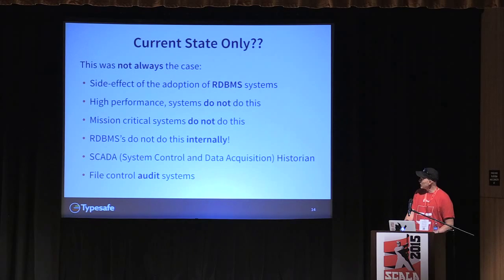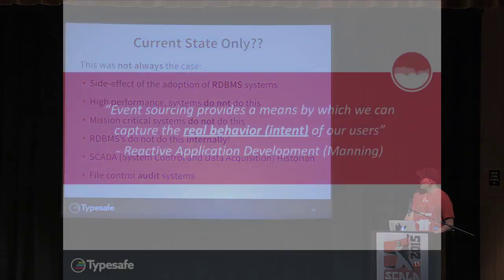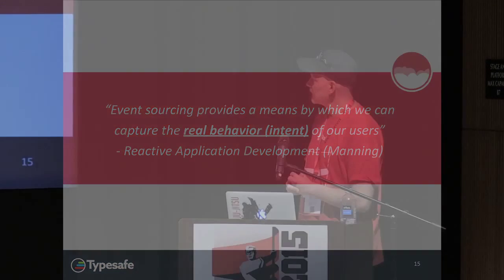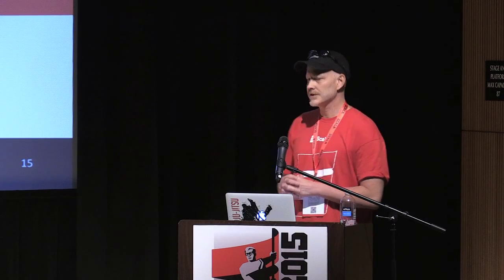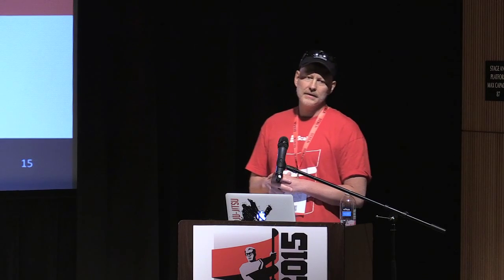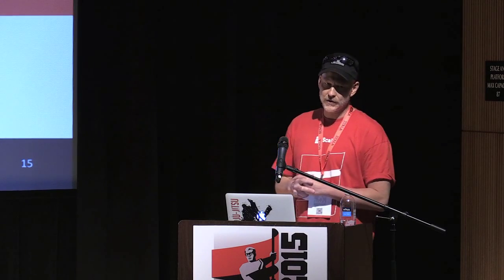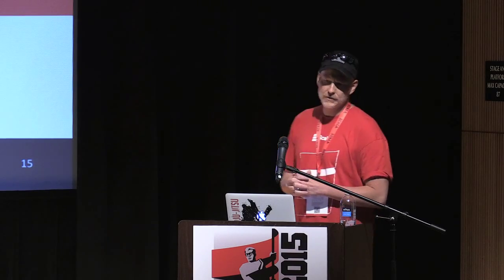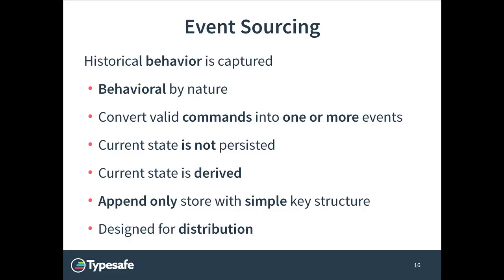So the notion of event sourcing is actually quite old. So it provides a means by which I would say we can capture the real behavior, right? You're capturing behavior, historical behavior, and from that you can derive intent. Whereas if you're only capturing current state, you only know what the current intent is. You don't know what led up to it. You don't know the history, if you will. What's the saying? Those who do not know history are doomed to repeat themselves. So event sourcing is a way of achieving this.